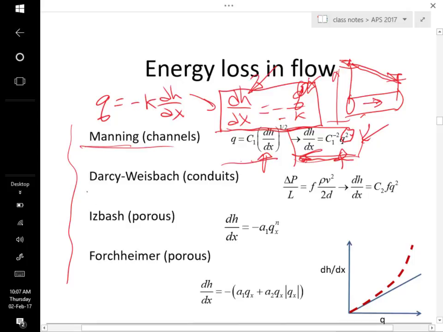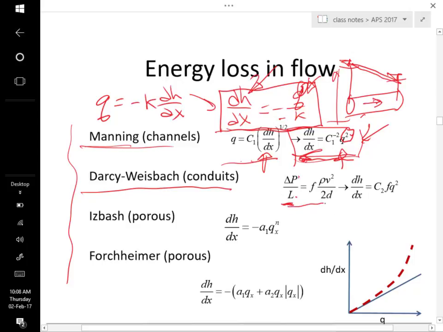There are a variety of others. This Darcy-Weisbach equation is for conduits. It is pretty widely used to calculate the head loss in pipes. What it says is this is the pressure drop. It is written in terms of pressure rather than head, but it is still the pressure drop per unit length, and this is again from the friction, from the dissipation of energy.